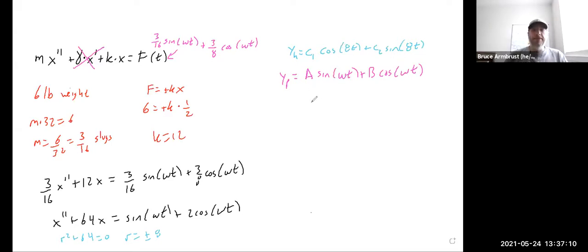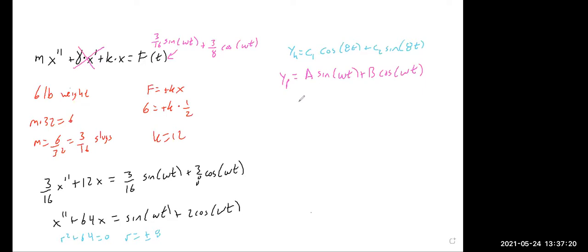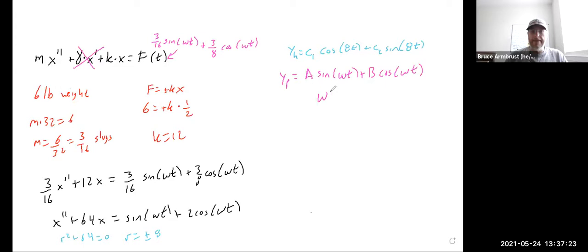But there is an omega that's potentially an issue. What could I choose here for omega that would mean I have to use a different particular solution? Guess. 8. Yeah, because if omega is 8, God forbid, then we can't do a sine of omega t plus b cosine of omega t, because that's going to be exactly the homogeneous form. So what do we have to do? You'd have to multiply the sine and the cosine by t.